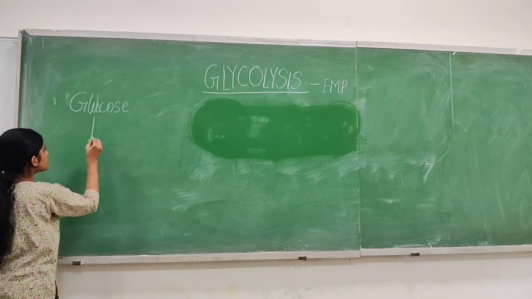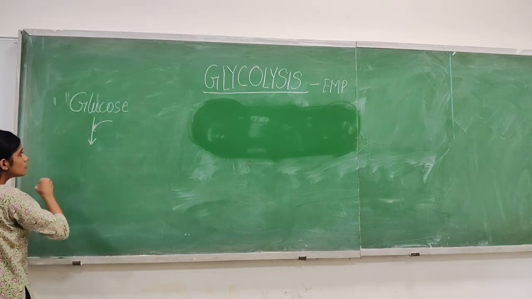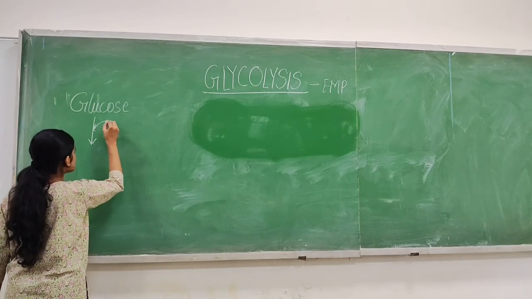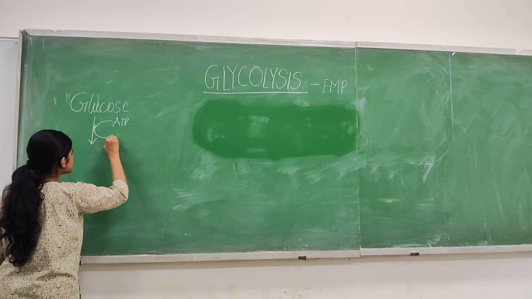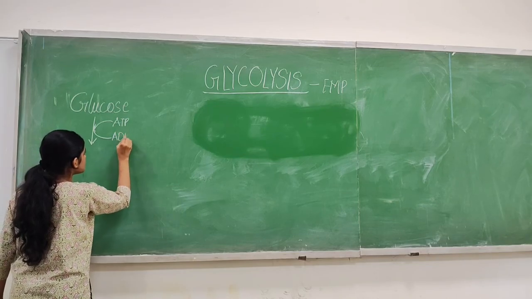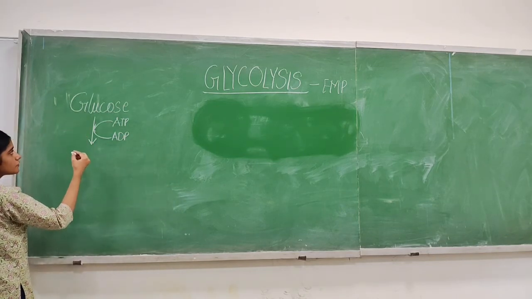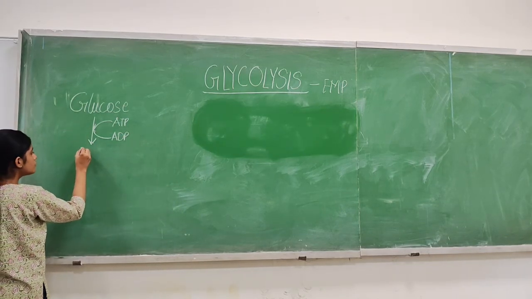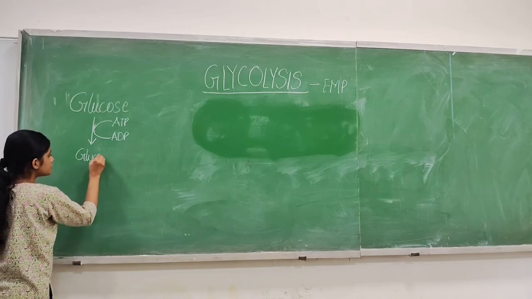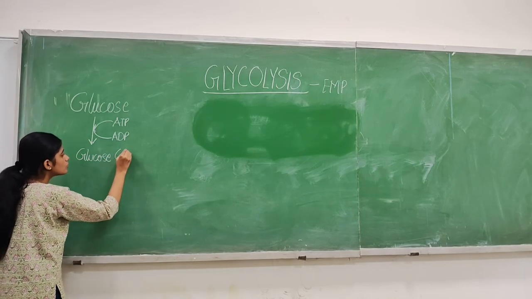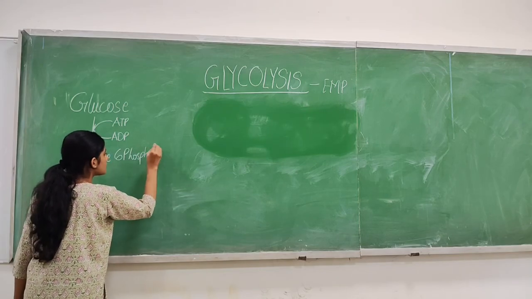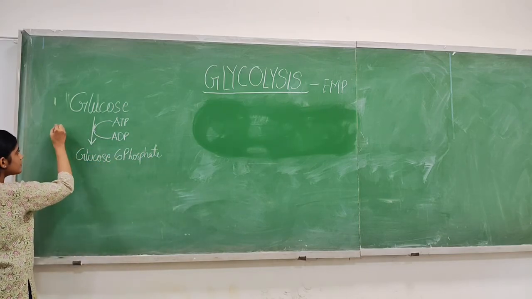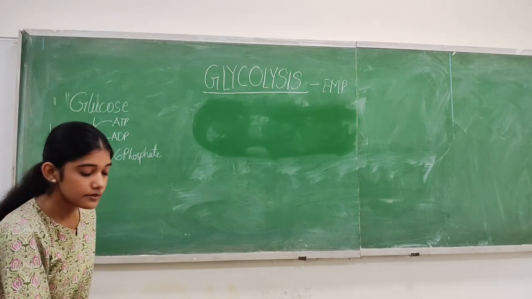In the first reaction, the phosphorylation of glucose is taking place. In this reaction, ATP is utilized. Phosphorylation of glucose occurs at the 6th carbon, so it will form glucose 6-phosphate. It takes place with the help of an enzyme called hexokinase.